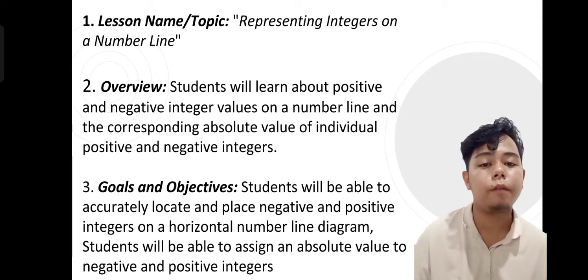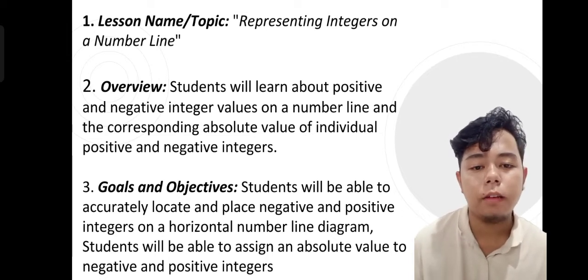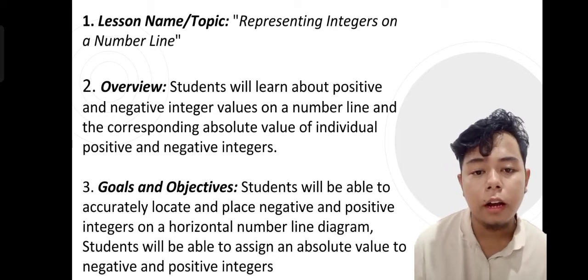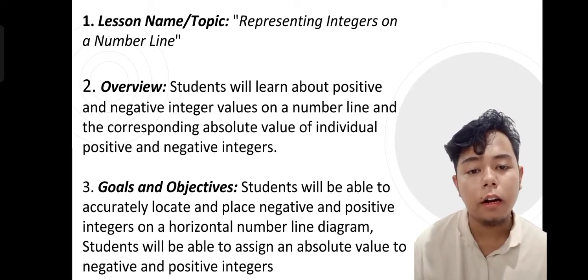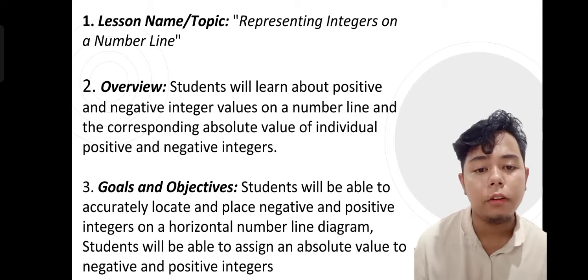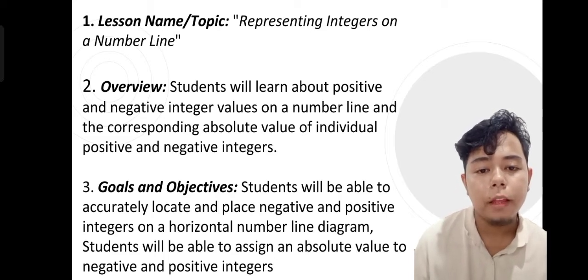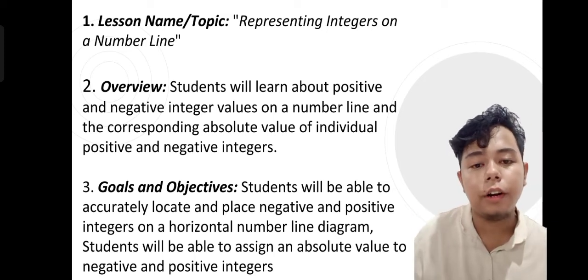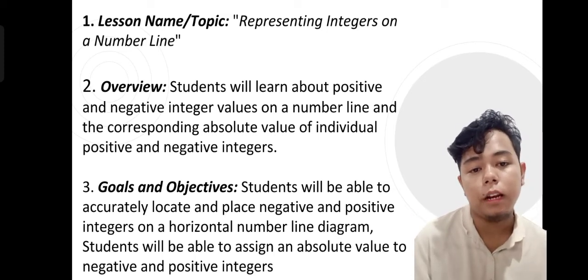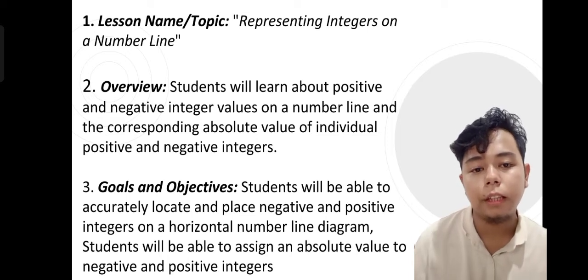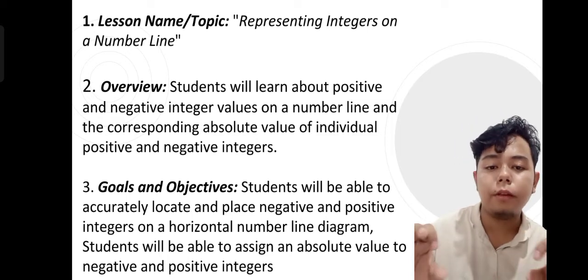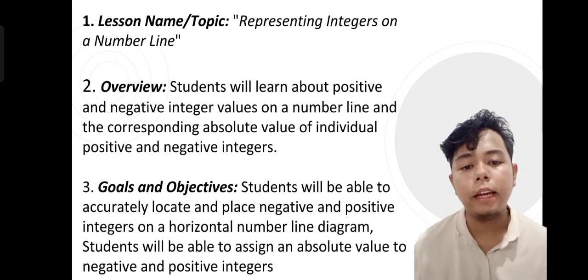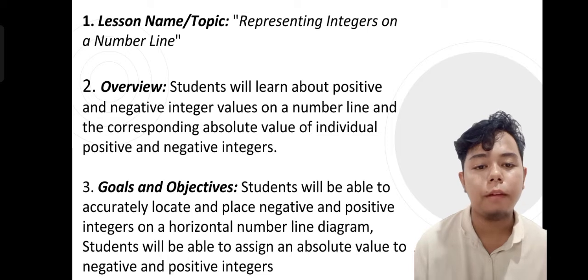Next, we have the overview. The students will learn about the positive and negative integer values on the number line with their corresponding absolute value in the individual positive and negative integer. From the beginning sa lesson or the topic, our topic is representing integers on a number line. So the overview is this: the students will learn about the positive and the negative integer values on the number line.